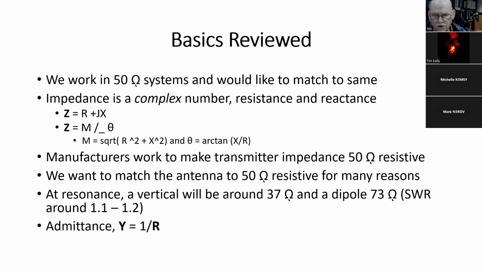But if you look at the equation for two resistors in parallel, the resistance is 1 over the sum of 1 over R1 plus 1 over R2. Well, guess what? 1 over R1 and 1 over R2 are the admittances of the two resistors. And then 1 over that gets you to the resistance.